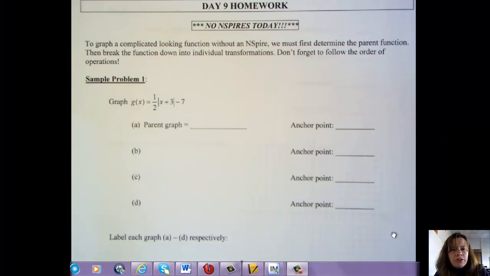Graphing them, again, without the Inspire. You don't need them anymore if you know your parent graphs and your transformation rules. If not, come on in for some extra help and practice. So here we go with day 9.